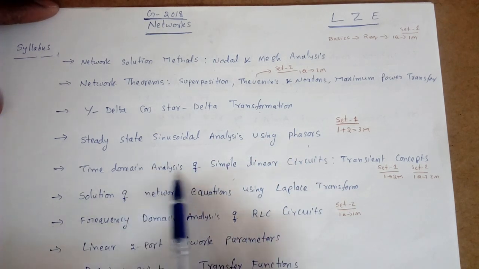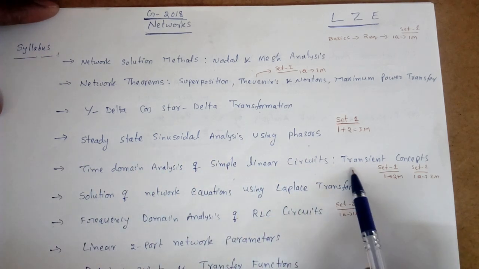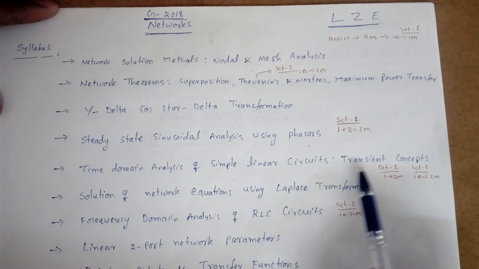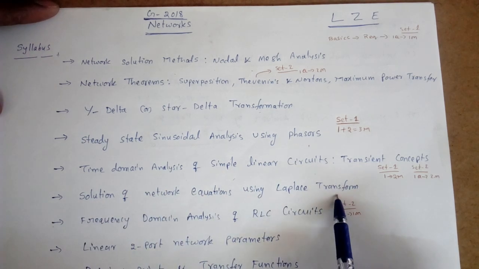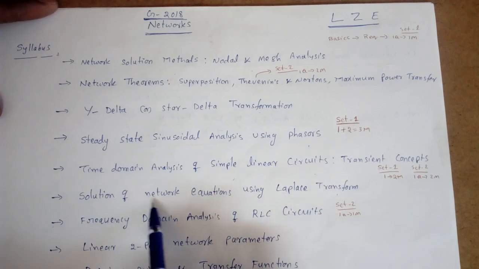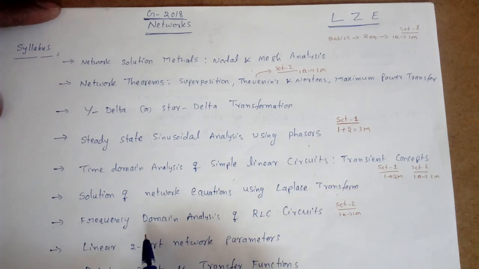Next, time domain analysis of simple linear circuits. This concept is generally what we can call transient concepts, right? Next one is solution of network equations using Laplace transform. Suppose some network is given, how to find responses using Laplace transform. So it is a very easy topic.